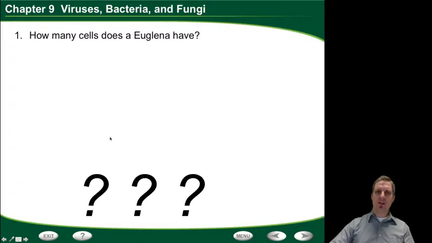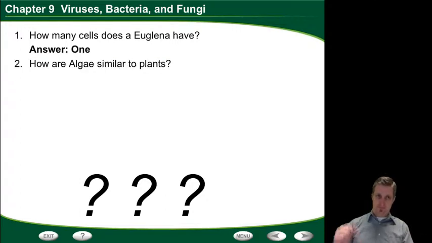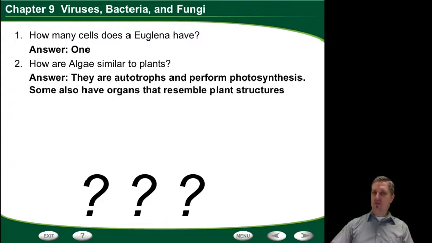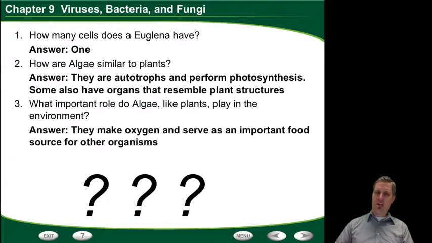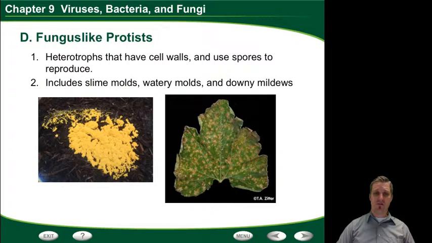A couple questions. How many cells does a euglena have? As we learned, euglena are single-celled. They would belong to the euglenoids. How are algae similar to plants? Well, think about it. They're autotrophs. They perform photosynthesis. They also have organs, like the brown algae, that can resemble plant structures as well. And what role do algae-like plants play in the environment? Well, since they do photosynthesis, that means they make oxygen, and they serve as a food source for other organisms and even for humans.